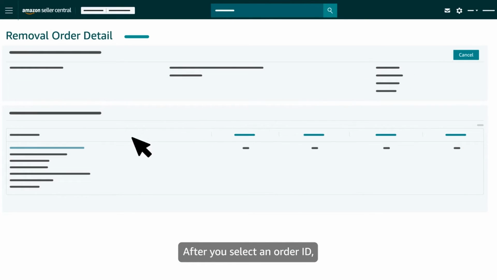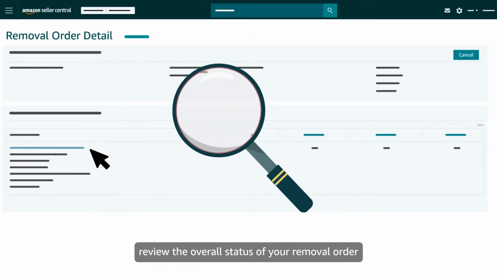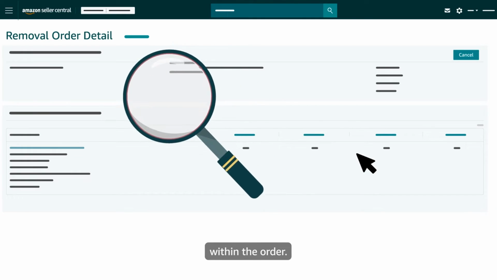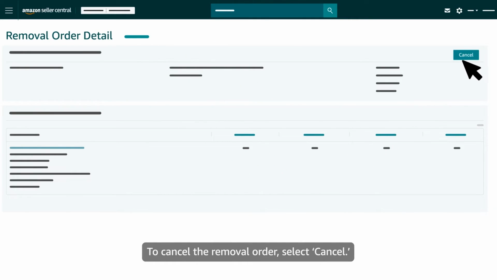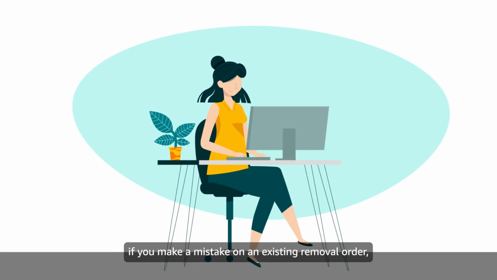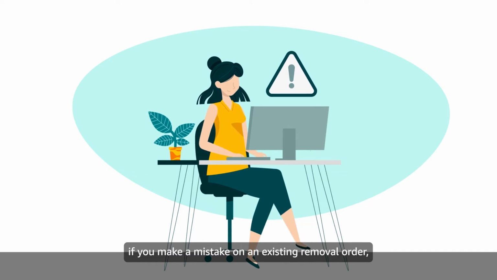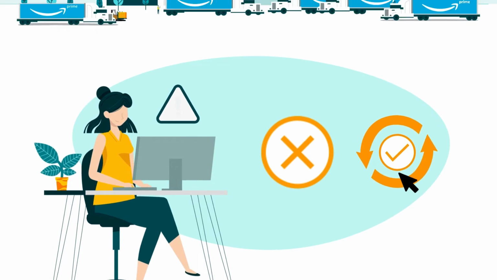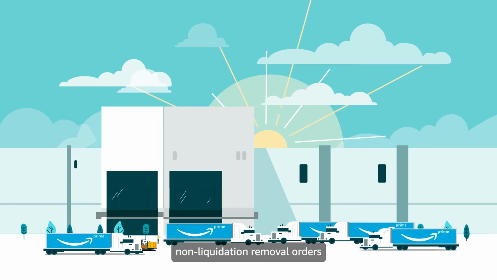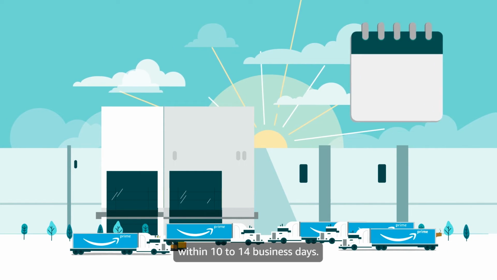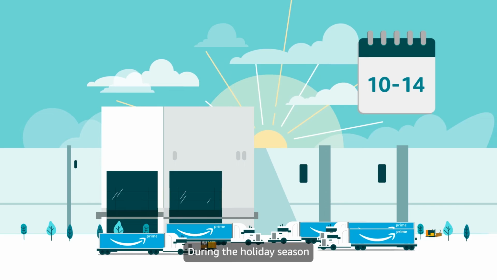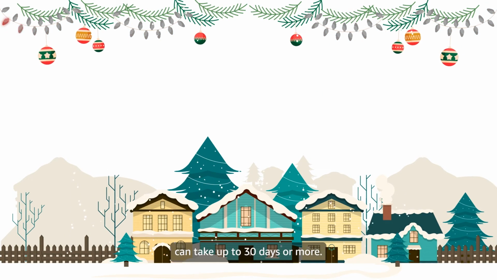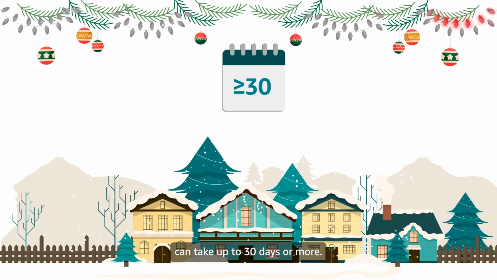After you select an order ID, review the overall status of your removal order and the status of individual offers within the order. To cancel the removal order, select Cancel. Note that if you make a mistake on an existing removal order, you'll need to cancel and resubmit the removal request. Fulfillment centers typically process non-liquidation removal orders within 10 to 14 business days. During the holiday season or other busy periods, removal order processing can take up to 30 days or more.